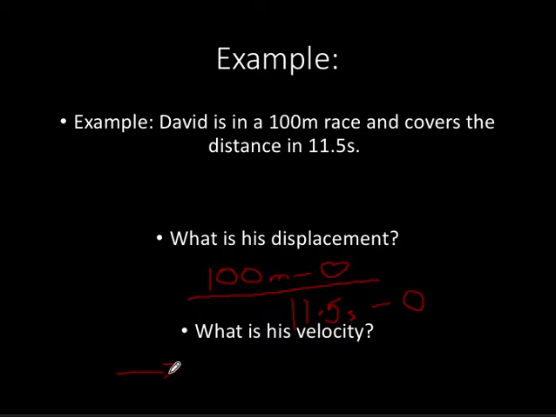And if you just punch that into your calculator, 100 divided by 11.5 equals. So this gives us a velocity of 8, and we can round it up to 8.7 meters per second, and we can say forward. They've sprinted forward. Like so. So David's velocity is 8.7 meters per second forwards.